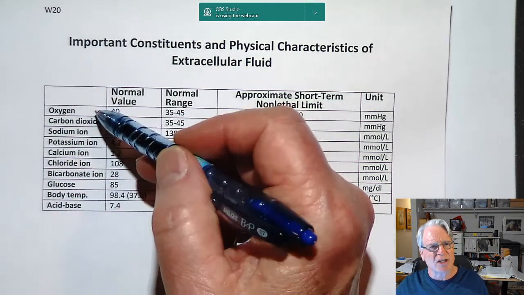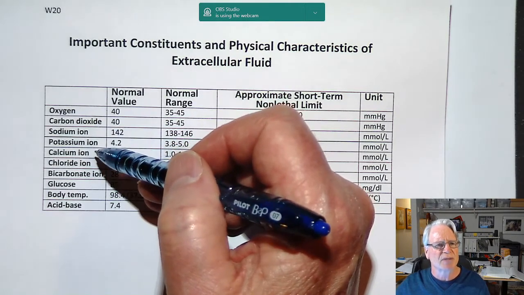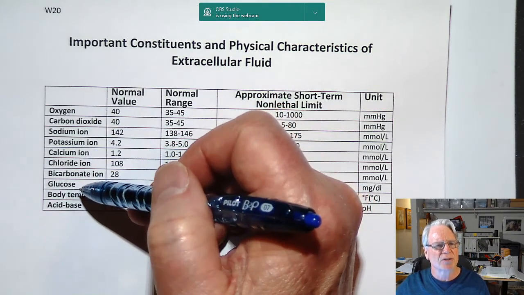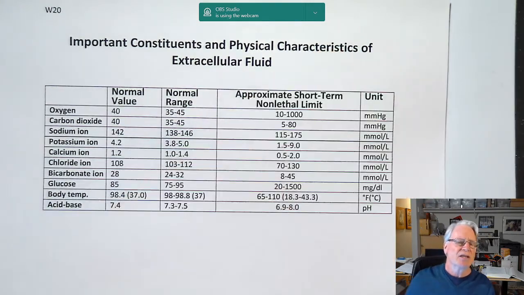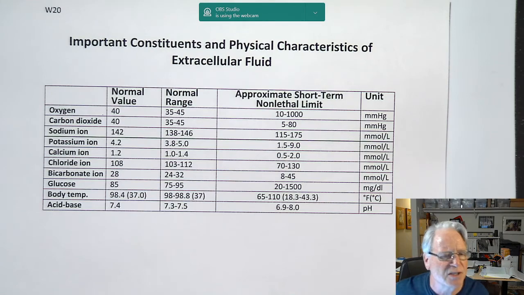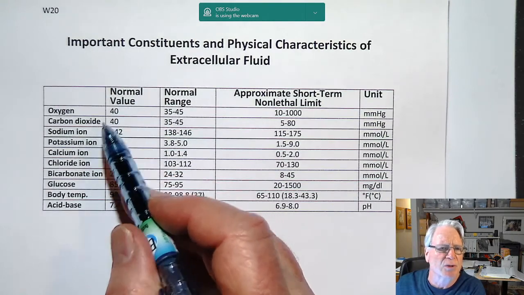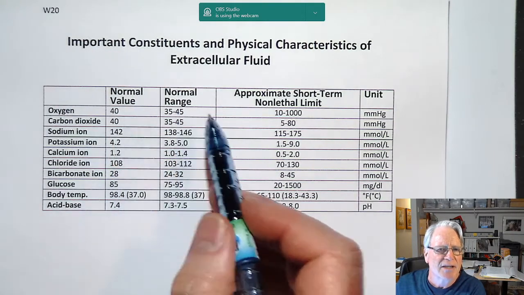So along this column you can see oxygen, carbon dioxide, sodium, potassium, calcium, chloride, bicarbonate, glucose, body temperature, acid, base. As I said, this is not a complete list, but it's an important list. Many of these things are very critical for your survival. And then along this axis, you see what the normal value is. And then here's a range.